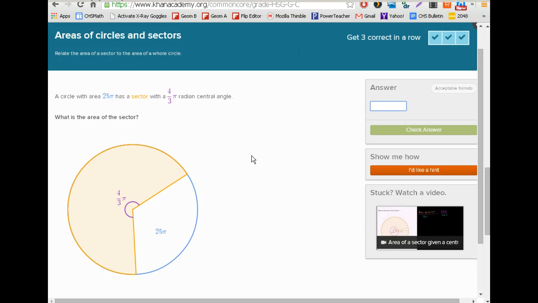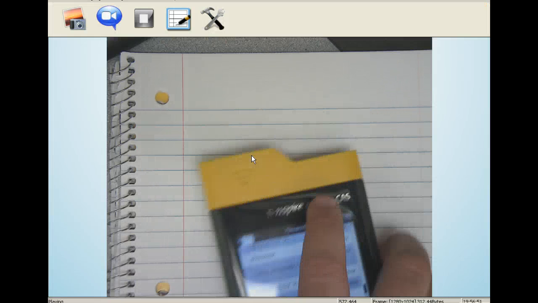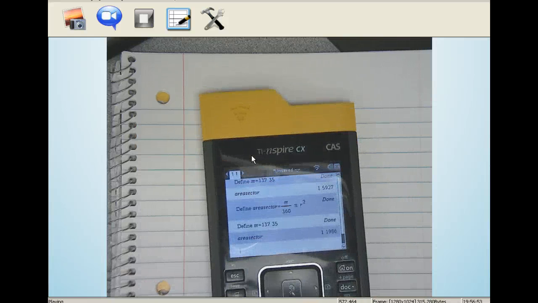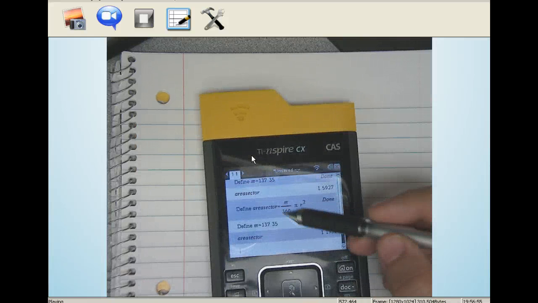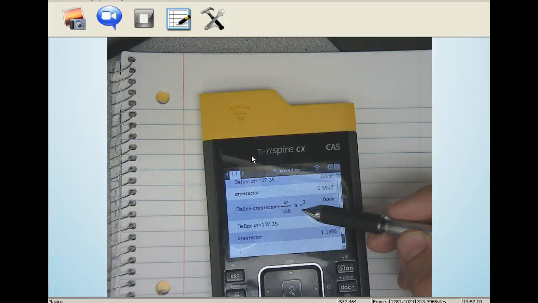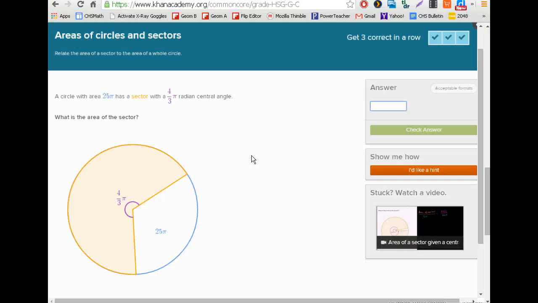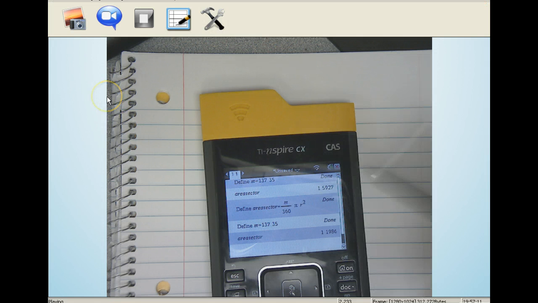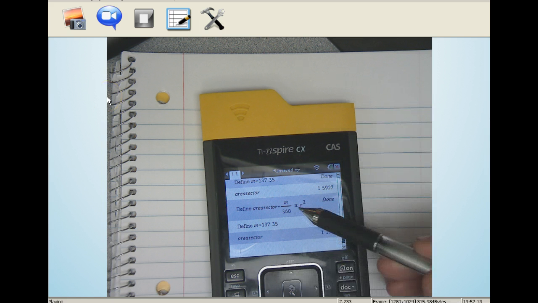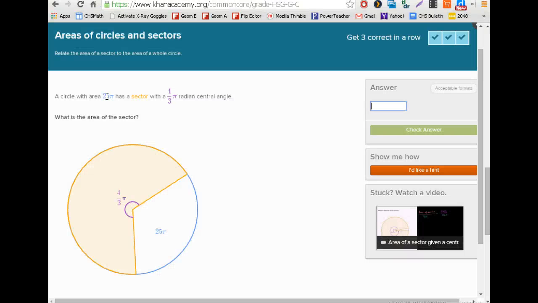Okay, we just used this formula here, right? Let's see that. To find the area of the sector, we took the degree measure out of 360, times the formula for the area. Now we have a problem in Khan Academy, and it says this is the area, so 25 pi would be replacing this part right here. And then 4/3 pi is the radian central angle.